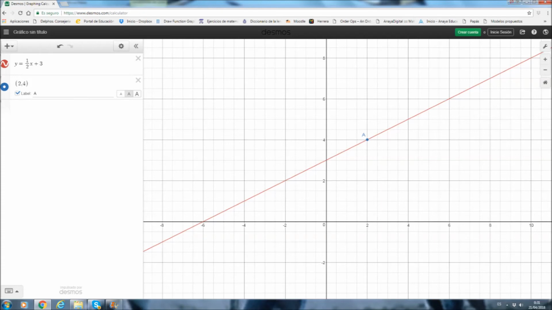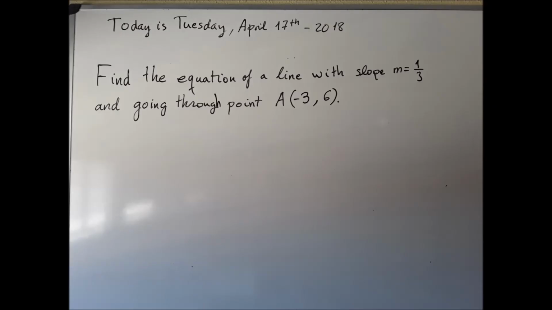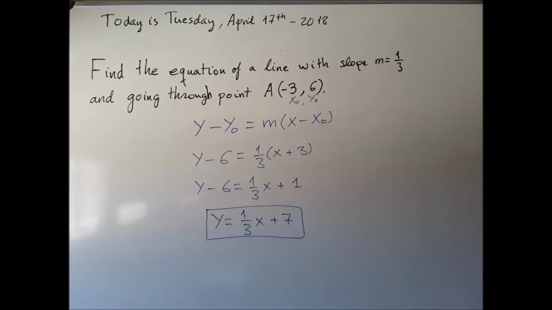Here we can see using Desmos how that is exactly the line going through the given point and with the desired slope. Here we have a similar problem, so we do exactly the same. So replace m and the coordinates of A in the point slope formula.